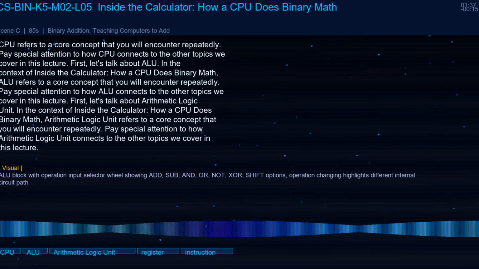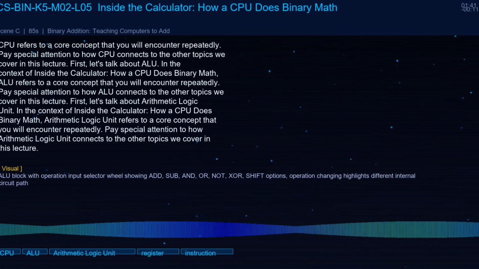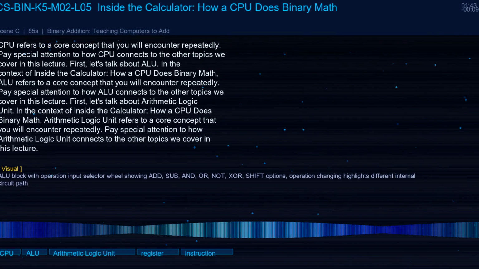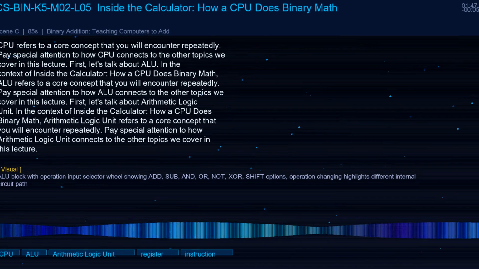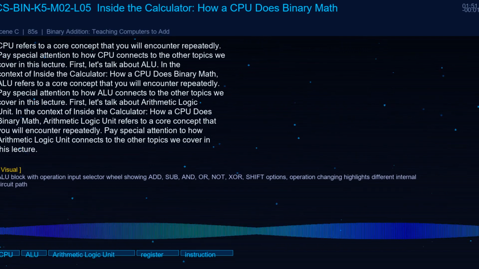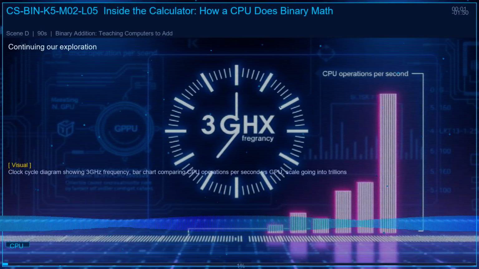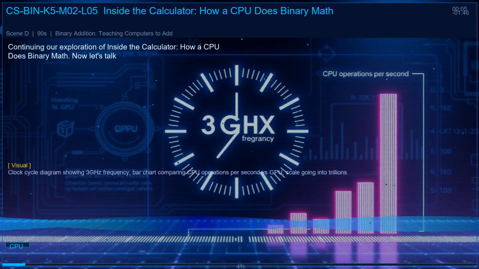In the context of inside the calculator, how a CPU does binary math, arithmetic logic unit refers to a core concept that you will encounter repeatedly. Pay special attention to how arithmetic logic unit connects to the other topics we cover in this lecture. Continuing our exploration of inside the calculator, how a CPU does binary math.